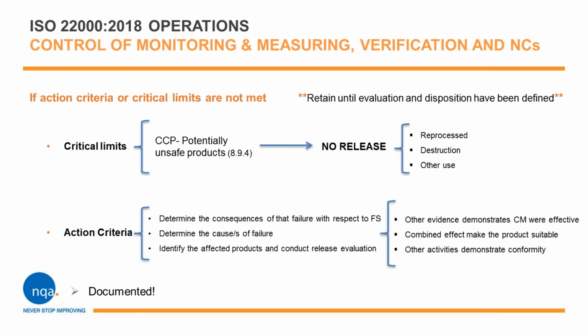So as you can see here, now the definition makes sense. Monitoring for the critical limits enables corrections. Monitoring for the action criteria enables the control of the product and processes. And obviously, as I mentioned before, have it documented. As you know, if it's not documented, it doesn't exist.